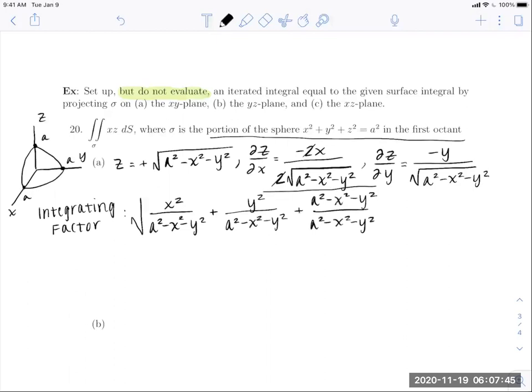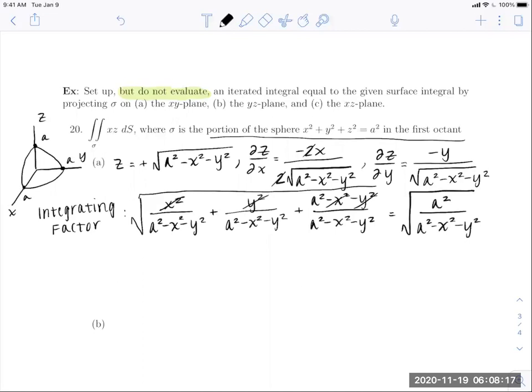And this is all a giant square root. And now that we wrote this with common denominators, I can add straight across the top. Notice that my plus and minus x squared and my plus and minus y squared cancel. And so my integrating factor reduces to a squared over a squared minus x squared minus y squared. All right, kind of a hairy integrating factor here, but things are going to work out in our favor.